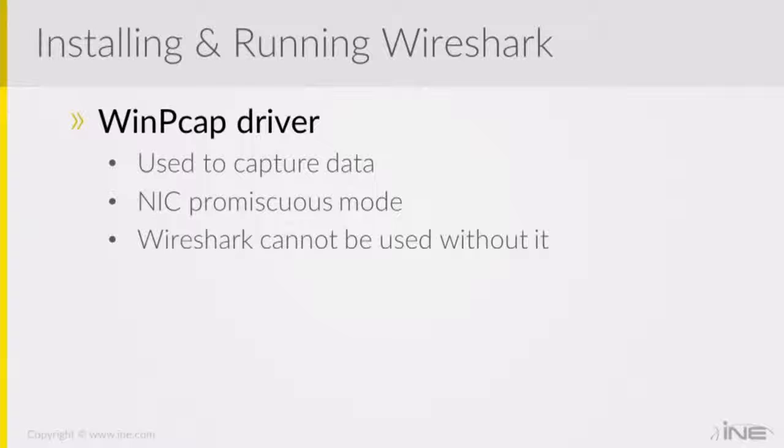Now, the NIC and promiscuous mode, what does this actually mean? Essentially, your NIC card is going to capture data destined to it. But what if that NIC card needed to be configured to pick up all data traffic it sees, which it normally does not do? That means the NIC needs to be put into promiscuous mode. And that's essentially what this driver is helping it do. And as I mentioned earlier, Wireshark cannot be used without one of these drivers.